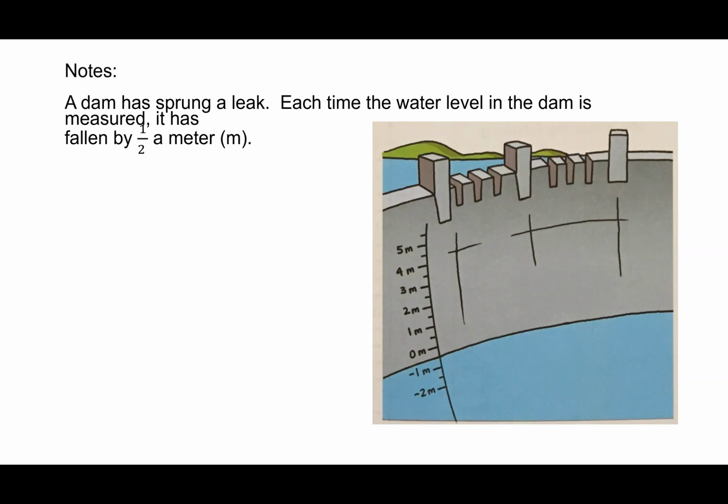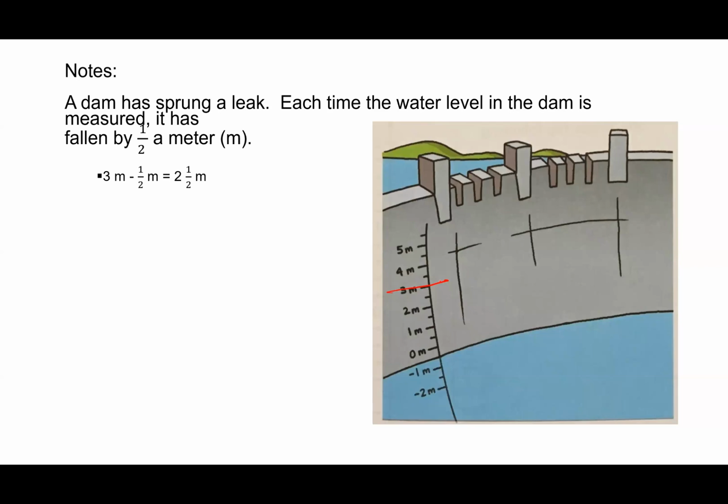Okay, so let's talk through a scenario where we might use negatives. We're presented with a problem. It says a dam has sprung a leak. Let's hope it's not Horsetooth, right? Each time the water level in the dam is measured, it has fallen by 1/2 of a meter. That's kind of a lot. So we're going to start at 3 meters. The water level in the dam measures 3 meters. And if we lose 1/2 meter between times that it's measured, what's it going to be next time, guys?